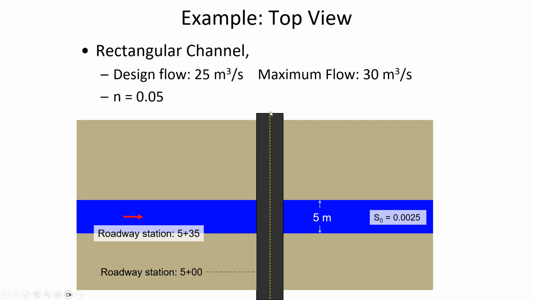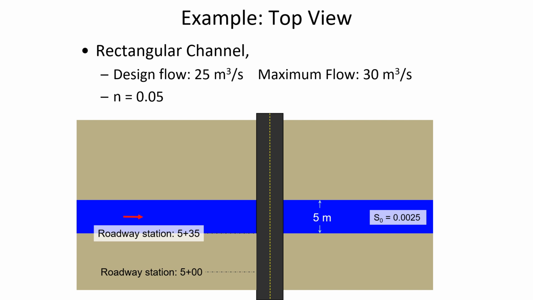What we're looking at is a road. That's the black thing with the yellow line in the middle. We're looking down from above at a road, and here's a stream. The blue stuff is water.